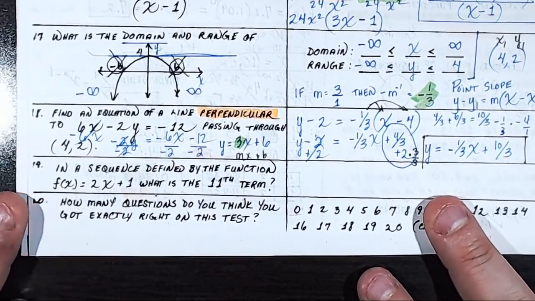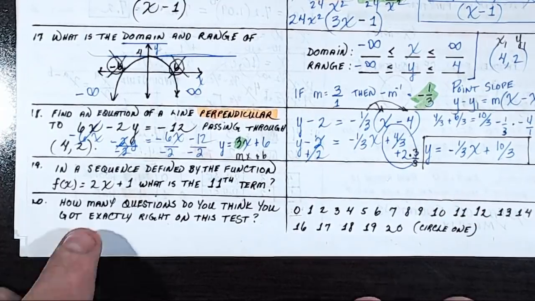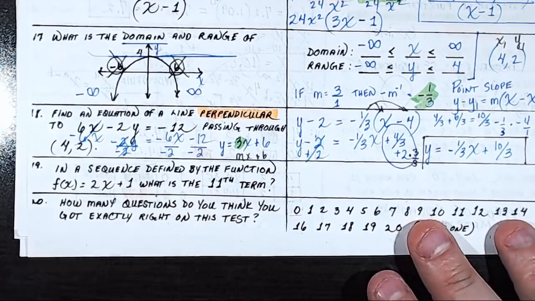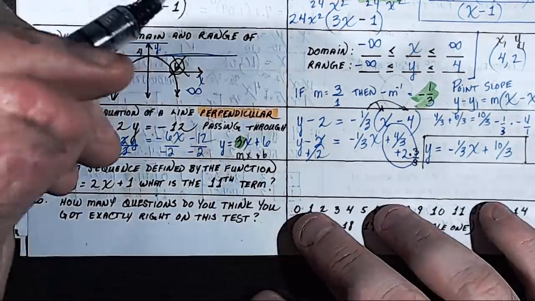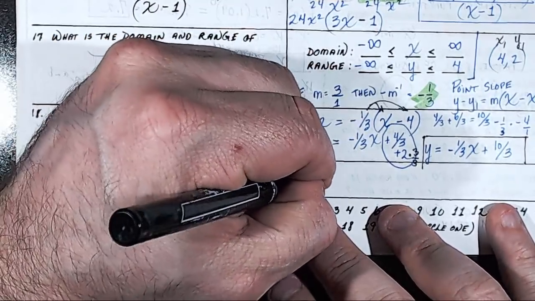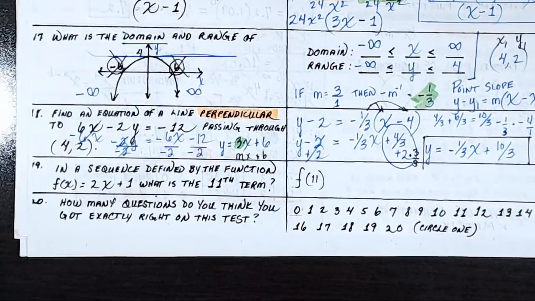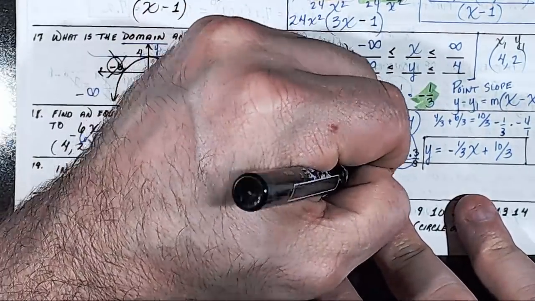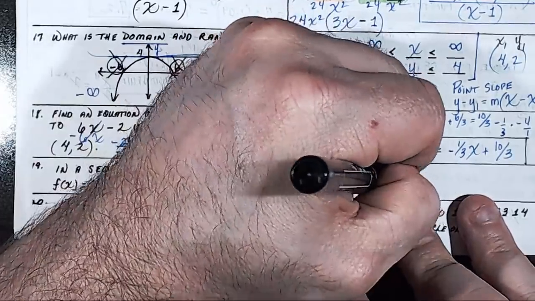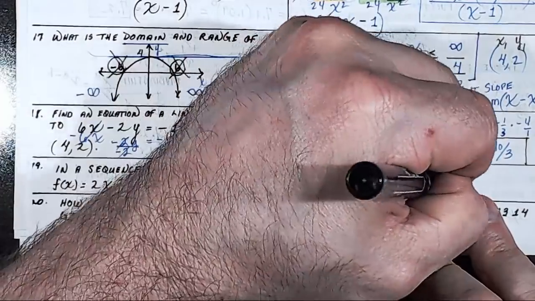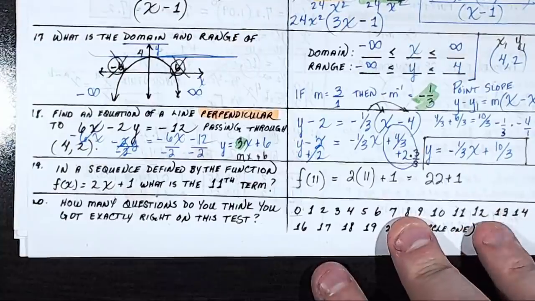Okay, number 19. In a sequence defined by the function f of x equals 2x plus 1, what is the 11th term? What you're going to compute here is f of 11. Most people got this right, so I'm not going to spend a lot of time on this. That's equal to 2 times 11 plus 1, which is equal to 22 plus 1, which is equal to 23.